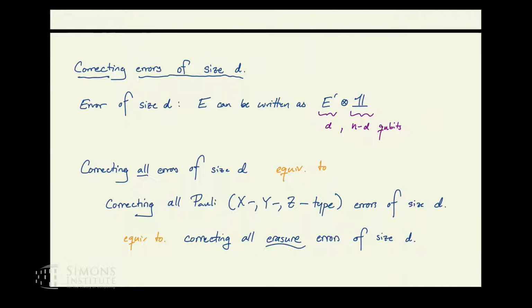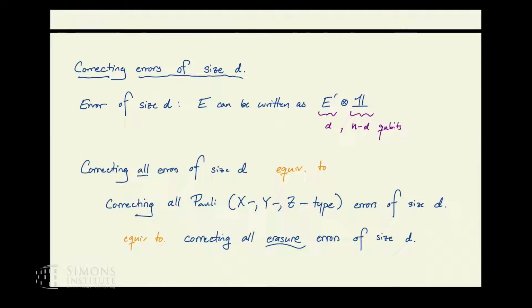Okay. So now let's put a little structure on what those errors E_i might be. Let's say you want to correct against all the errors of size d. What does that mean? It means that the error you can think of as some unitary that acts on just d of the qubits, tensor identity on the rest of the n minus d qubits. And the punchline here is that correcting all the errors of size d is equivalent to correcting all the Pauli errors that are possible of size d.